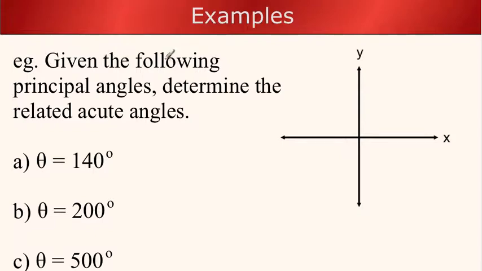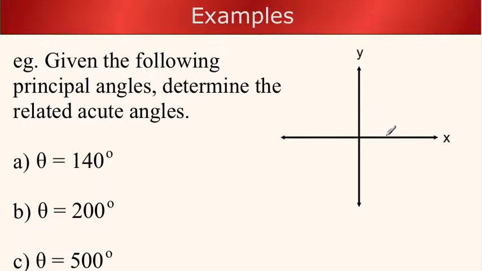So here's this example. Given the following principal angles, we're going to determine the related acute angle. Let's just do A first. Notice the principal angle is 140 degrees. Remember, the principal angle is always measured from the initial arm, which is the positive x-axis, always the positive x-axis. And so we're going to measure 140 degrees counterclockwise, and we'll draw that terminal arm where that lies.